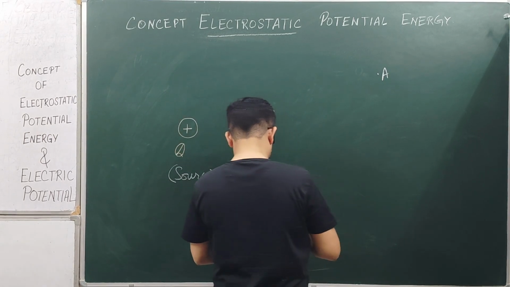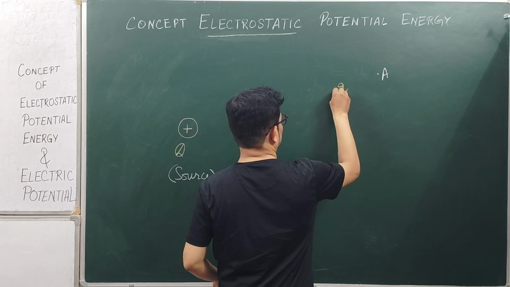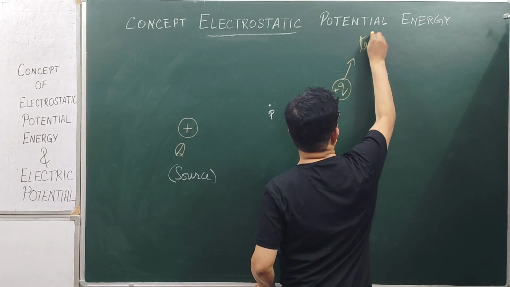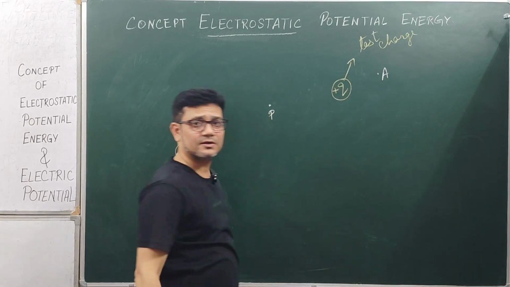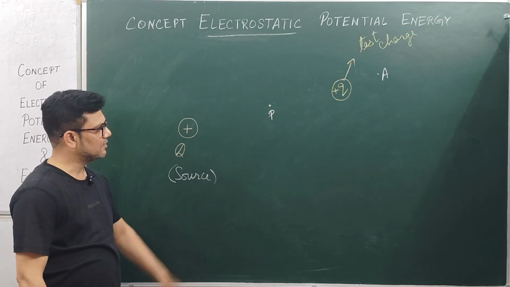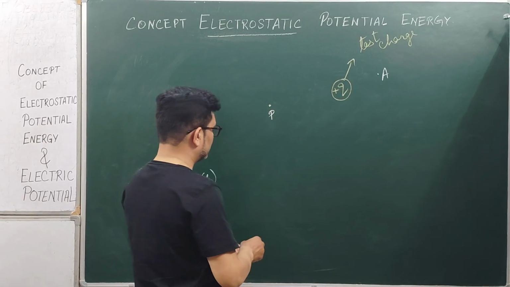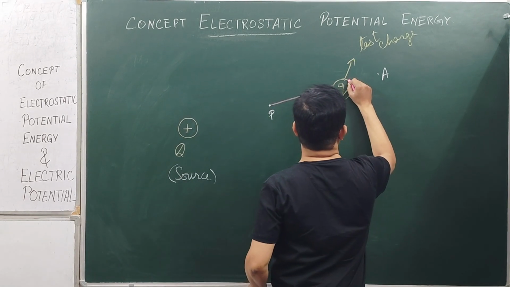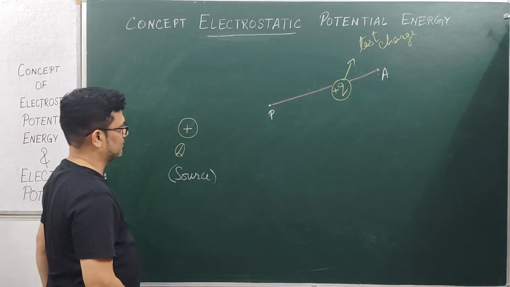We want to bring a small charge, which is again a positive charge, and we'll call it a test charge. A test charge means it is of significantly low magnitude and it's not going to influence the electric field, but it's a charge with value small q. The path is this path, so from A to P we want to bring this charge.